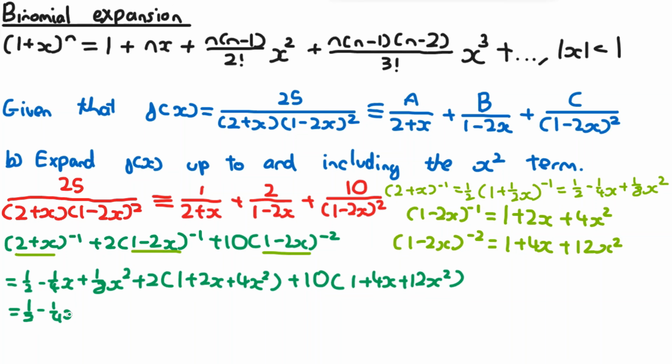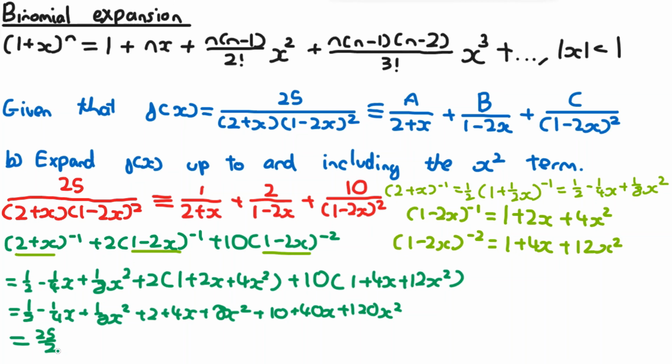this is still a half minus a quarter x plus 1 over 8 x squared, plus 2 plus 4x plus 8x squared, and then it's going to be plus 10 plus 40x plus 120x squared. And if you simplify all of this and figure it out, you will get an answer of 25 over 2 plus 175 over 4 x plus 1025 over 8 x squared. So this function here, f of x, when you expand it and simplify it down, is equal to this expression here.